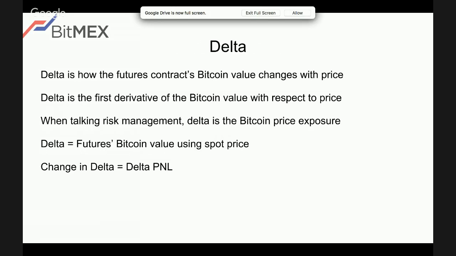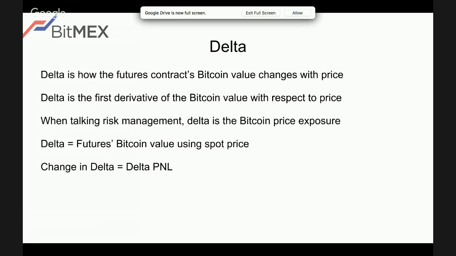So Delta, in the pure mathematical sense, is the first derivative of the value of a Bitcoin futures contract with respect to price. But what we really mean in layman's terms is how much you make or lose based on a change in the underlying spot price of Bitcoin.